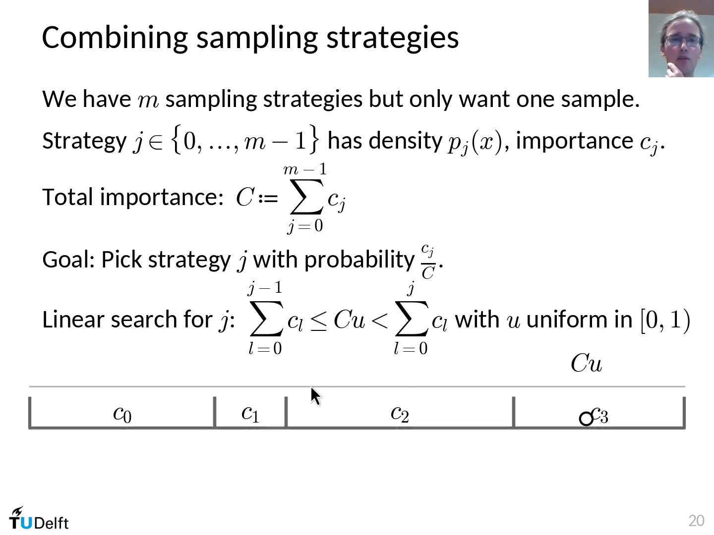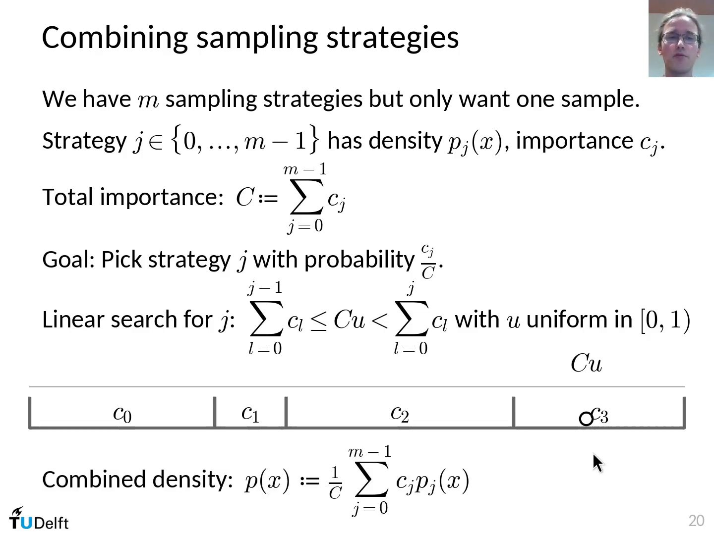And since the length of these intervals is proportional to the probabilities that we want, this will give us the desired probabilities. To implement this, we simply perform a linear search for an index j such that the sum up to j minus 1 of the importance values is still less than C times u. But if we include Cj in the sum, then that's bigger. And with that, we find this interval, and then we have selected our sampling strategy.